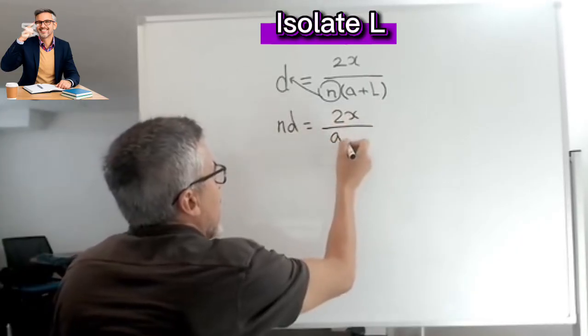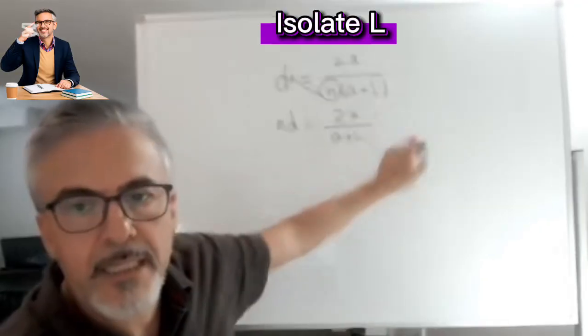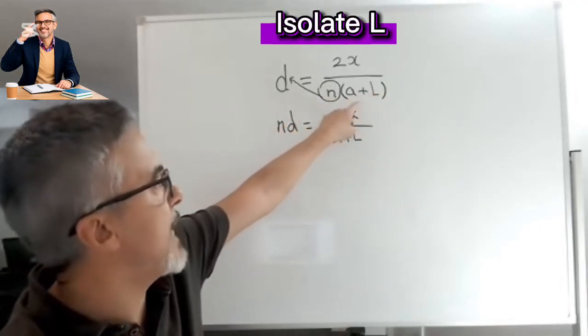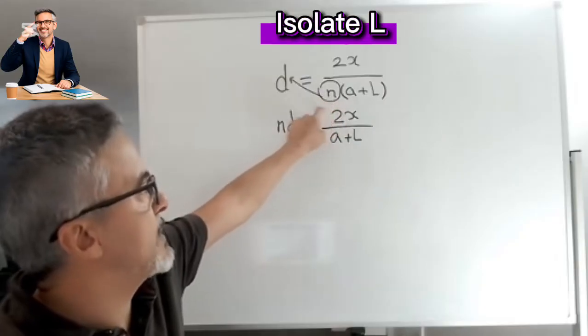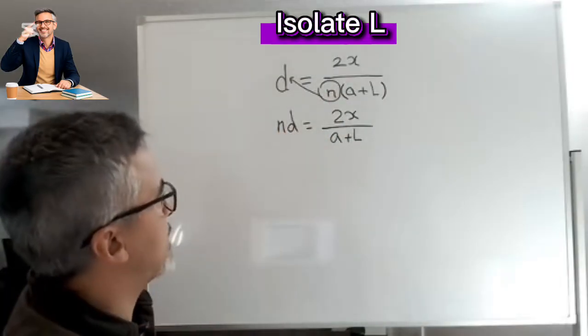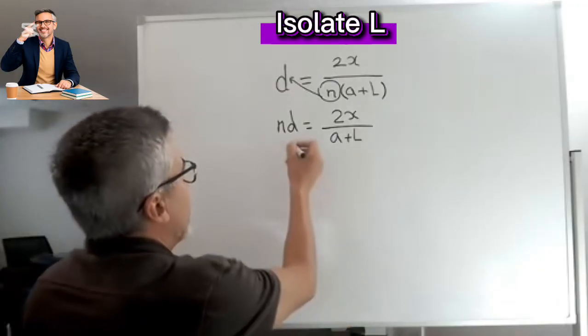over a plus L. We don't need the brackets anymore. The brackets were there just so that if we want to distribute the n inside, that's what the brackets were for. But since I cross multiplied it, I don't need the brackets anymore. Now what do we do next? There are lots of things that we could do, but let me show you one thing you could do.